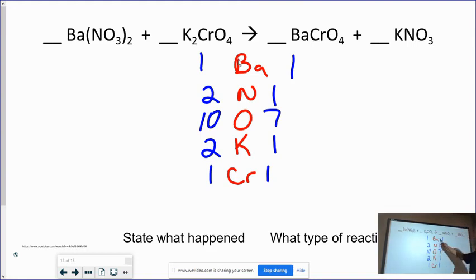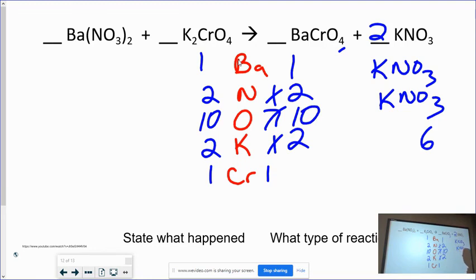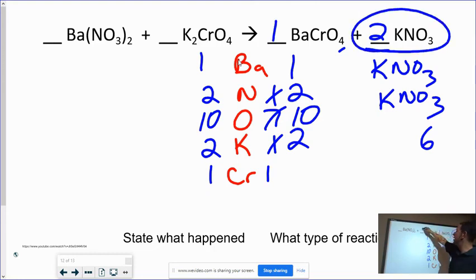So in this one, our bariums are balanced. My nitrogens are not. So I put a 2 there, and now I have 2 nitrogens. But that's KNO3. So I have 2 nitrogens now. That's good. I also have 2 potassiums now. I have 6 oxygens there and another 4 there, so that's 10 oxygens. And wow, what looked like a very complicated problem only took me 1 step to really just balance that out, and we are done.